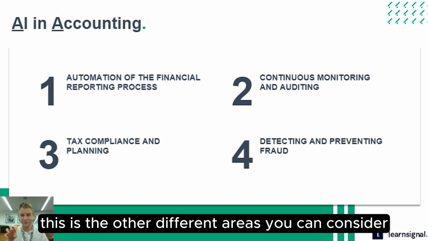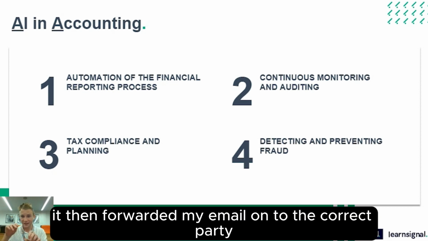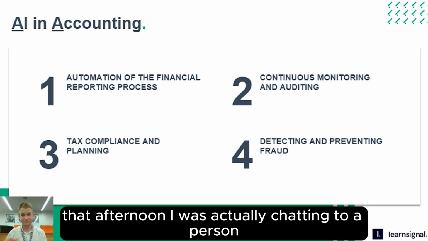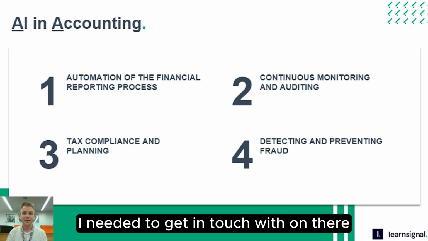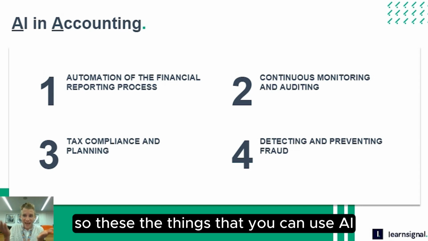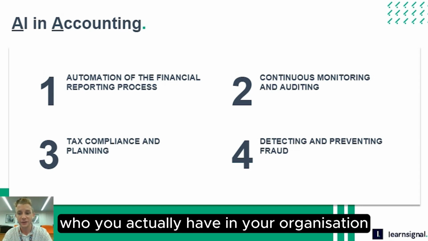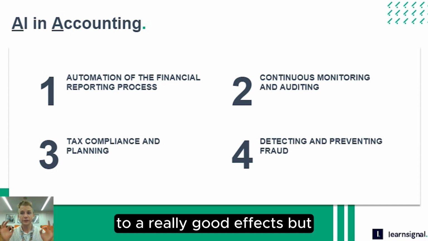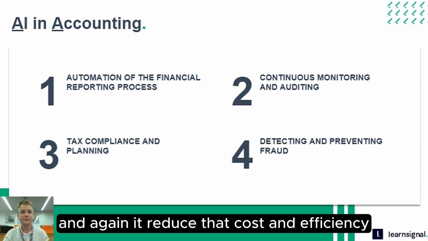Again, this is the other different areas you can consider. And I was having a quick chat to the AI robot. It then forwarded my email on to the correct party. And lo and behold, that afternoon, I was actually chatting to a person who was the right person who I needed to get in touch with on there. So these are the things that you can use AI in collaboration with the employees who you actually have in your organization to a really good effect. That query was dealt with all in the background. And again, it reduced that cost and improved efficiency.